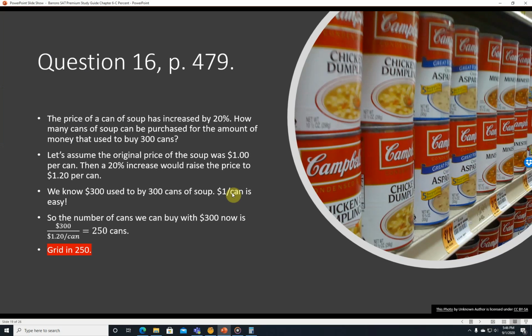All right. Question 16, page 479. The price of a can of soup has increased by 20%. How many cans of soup can be purchased for the amount of money that used to buy 300 cans? So let's assume the original price of the soup was $1 per can. Easy number to use. Then a 20% increase would just raise the price to $1.20 per can.